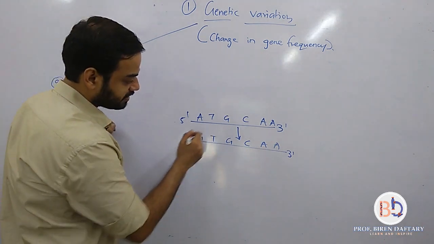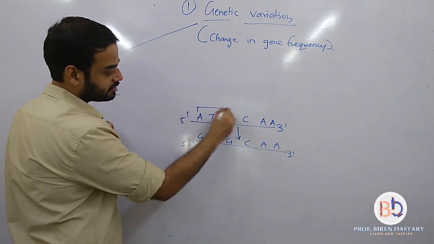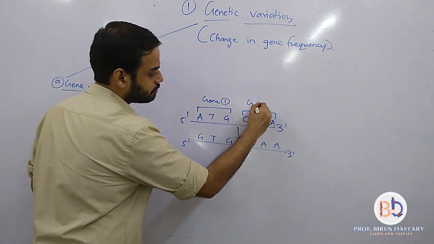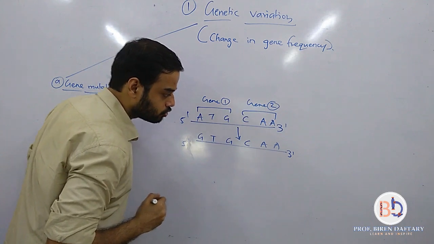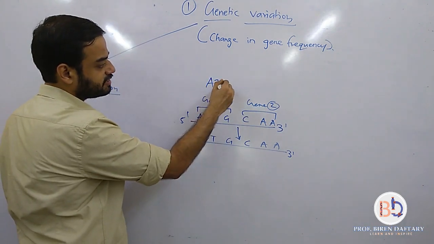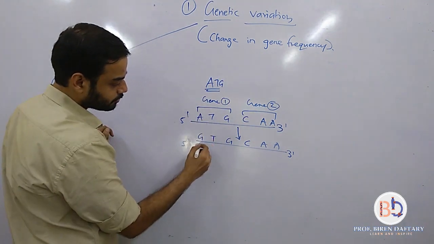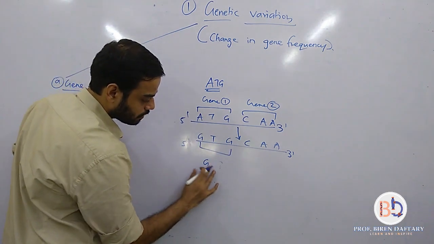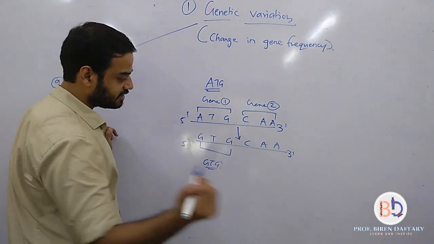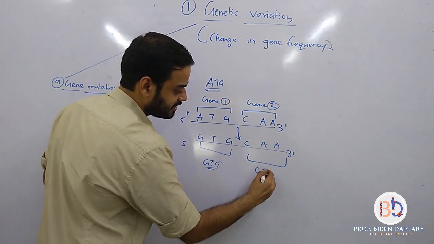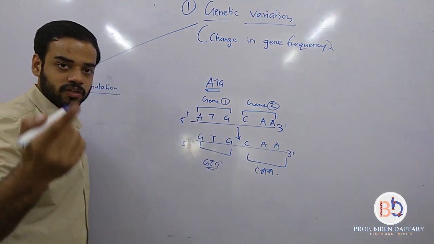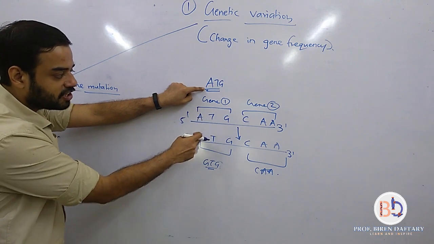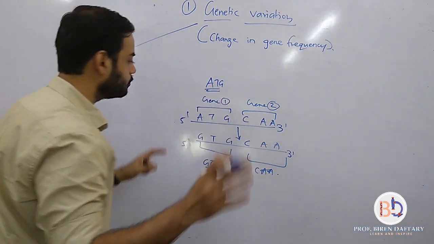Now, what is happening because of mutation? Just imagine this is gene number 1, and this is your gene number 2. So your first gene is ATG. However, after mutation, your first gene has become GTG. So your first gene has completely changed. Your second gene still remains the same. It is CAA. So now you understand, the gene has completely changed because of a change in a single nucleotide. This is called mutation.